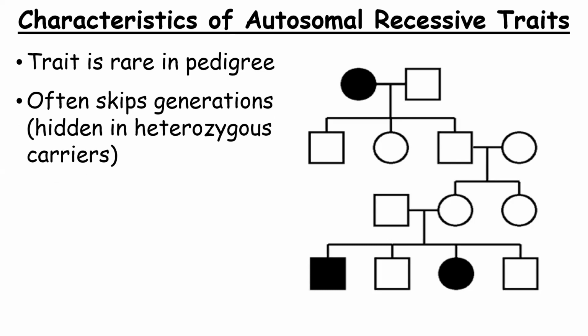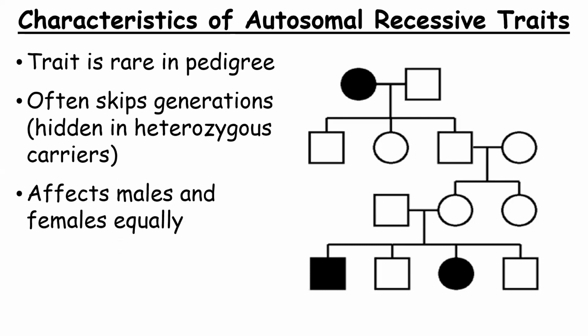If you see it skipping generations, we can say, oh, maybe it's recessive because recessive alleles can be hidden or masked by a dominant allele. And some people could just be carriers and not actually show the trait. So that's another clue that it's recessive. If you see males and females pretty much equally affected, then you're going to lean more towards autosomal and not likely sex-linked, because sex-linked is going to have more impact on males, and we'll get to why in a little bit.